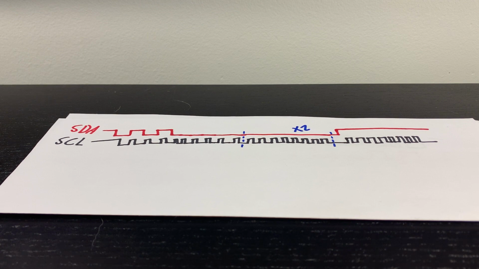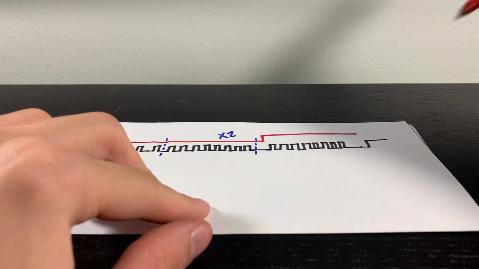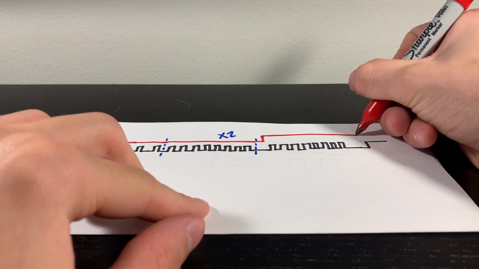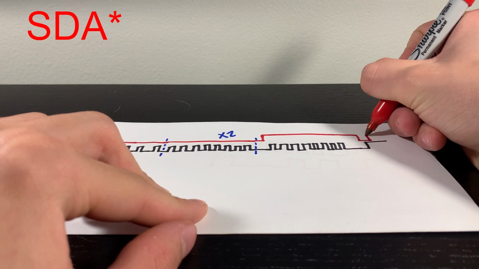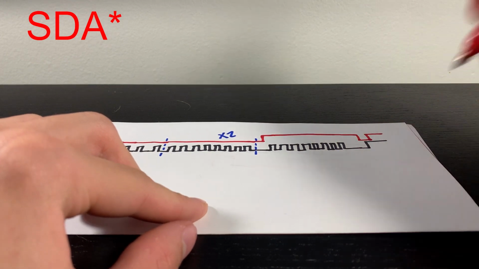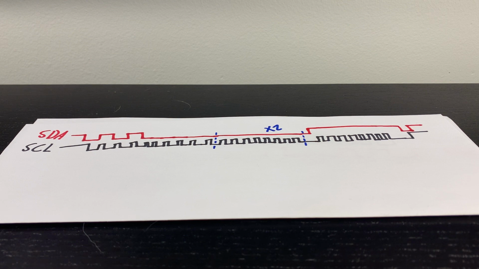We're done with the transmission, and to end the transmission, we raise the clock line, and while the clock line is high, we also then raise the SDA line, and this signals that we are done with transmission. So that's it. That's how we write to EEPROM using only the SDA and SCL lines.